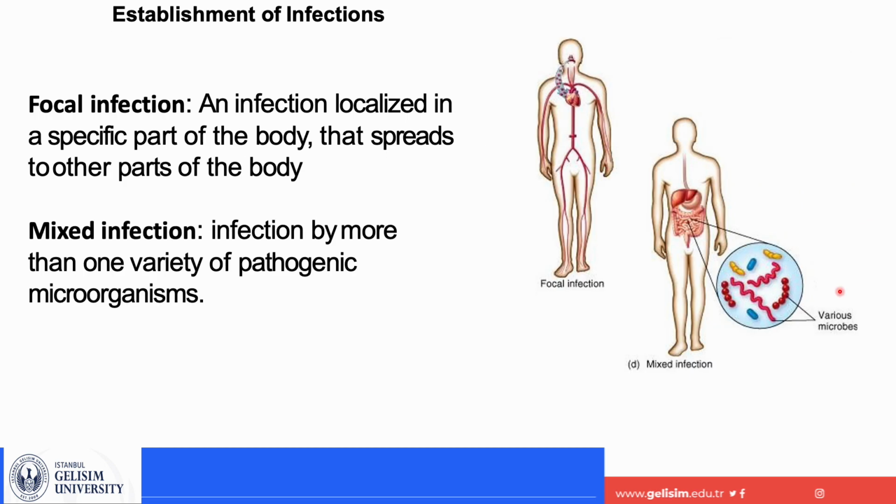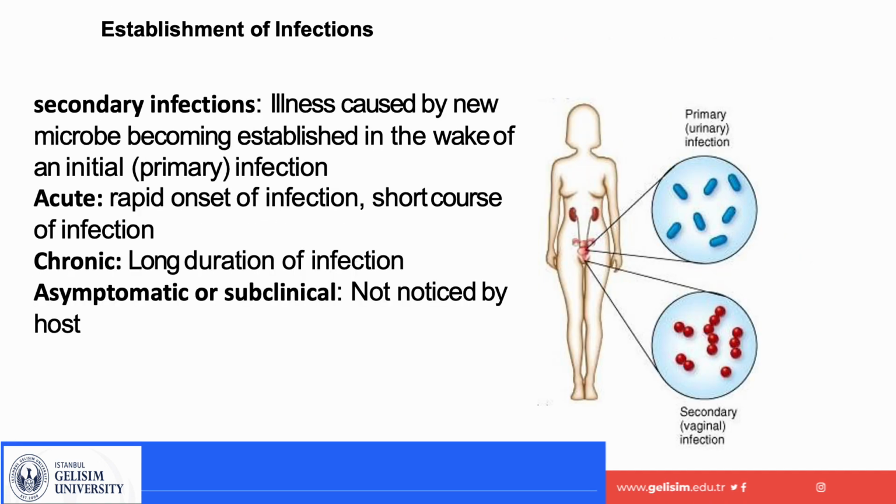Now, a focal infection is an infection that's initially localized in a specific part of the body, but it can spread to other areas. Whereas a mixed infection is an infection that's caused by more than one type of pathogenic microorganism. Okay, so if you look over here, lots of different microorganisms are causing this infection. Now, secondary infections will occur when a new microbe becomes established in the body following an initial infection.